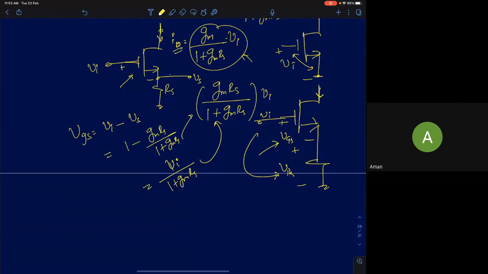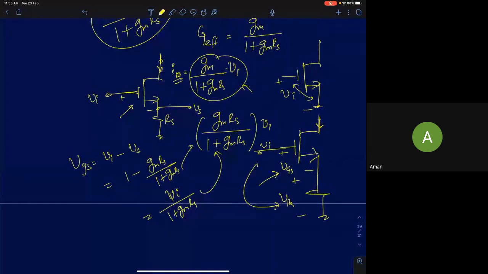What advantage do you think this has? I've briefly discussed this in emitter degeneration. What advantage does this have? Exactly. So it creates linearized amplification.